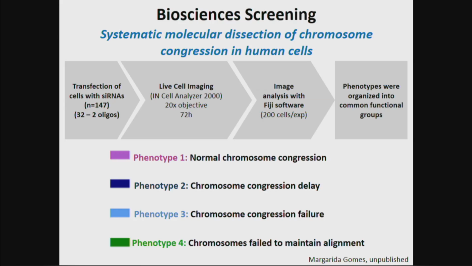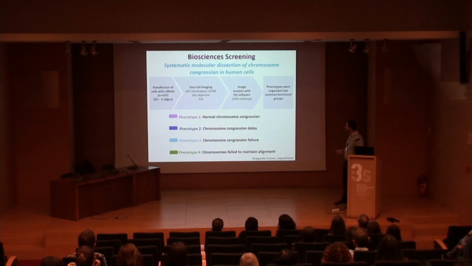And so we decided to perform this systematic molecular dissection of chromosome alignment in human cells. And with this, we took more than 100 different siRNAs against potential candidates. We did live cell imaging for all of these 100 different candidates, image analysis, and then sorted the phenotypes into different functional groups. And I highlight here 4 of these functional groups.